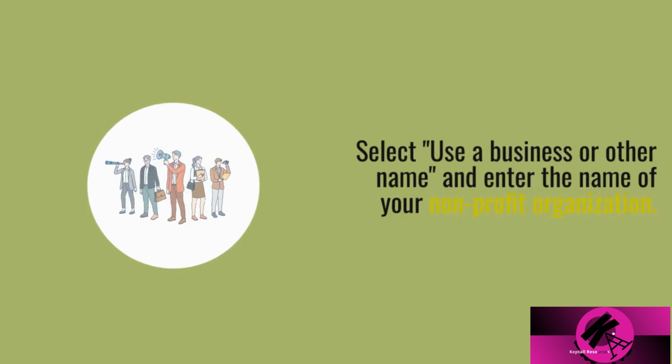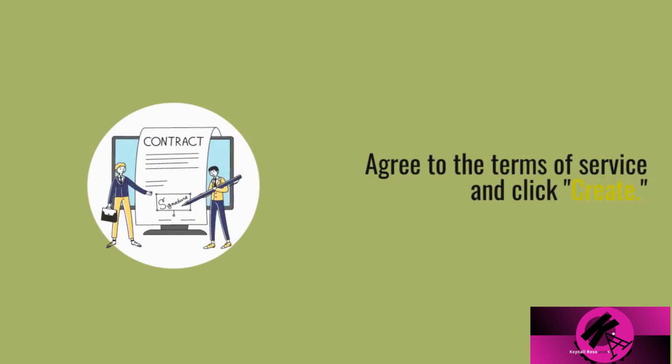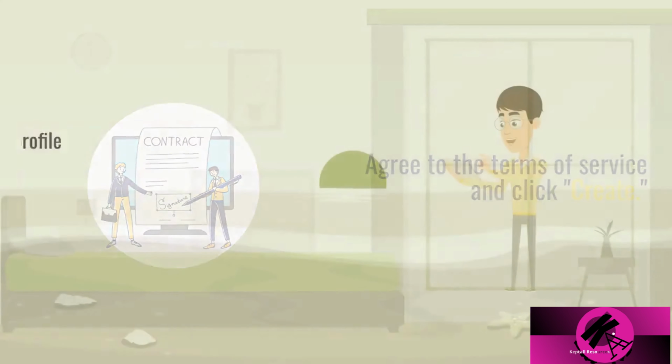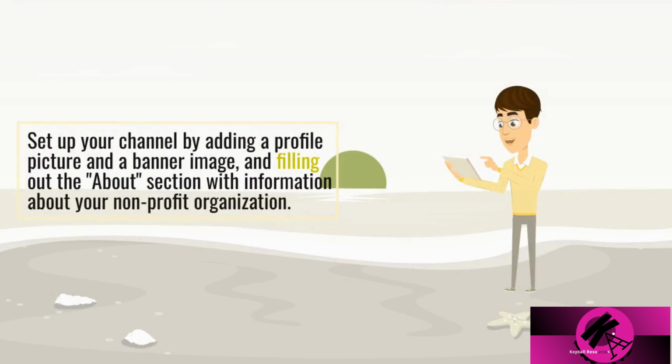Select Use a Business or Other Name and enter the name of your nonprofit organization. Agree to the terms of service and click Create. Set up your channel by adding a profile picture and a banner image, and filling out the About section with information about your nonprofit organization.